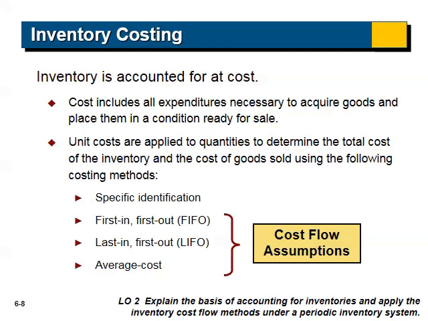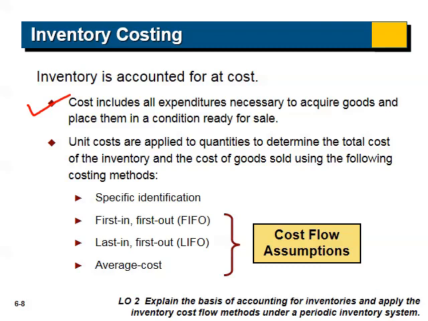Now we're going to talk about costing. That is, when you put the inventory on the balance sheet, how do you come up with the cost? What's the dollar amount that you use? Inventory is included at cost, and cost includes all expenditures necessary to acquire the goods and place them in condition ready for sale. Typically, that would include the purchase price, any taxes that you spent, and any shipping costs that you spent. Then the unit costs are applied to the quantities to determine the total cost of inventory and the cost of goods sold using the following costing methods.